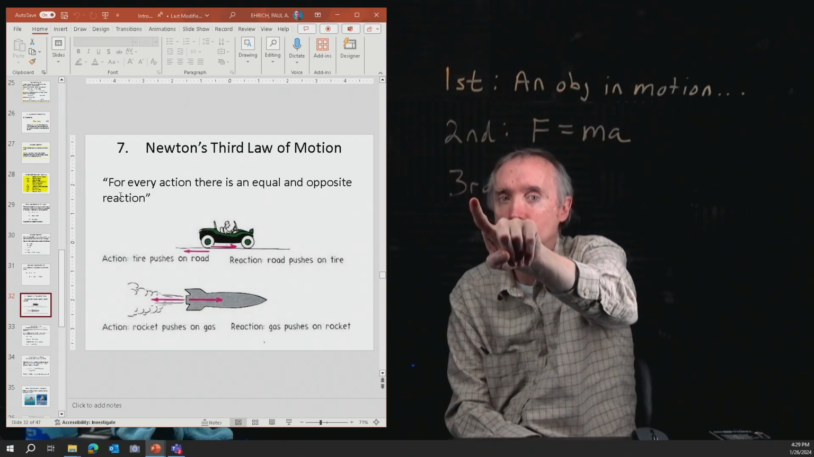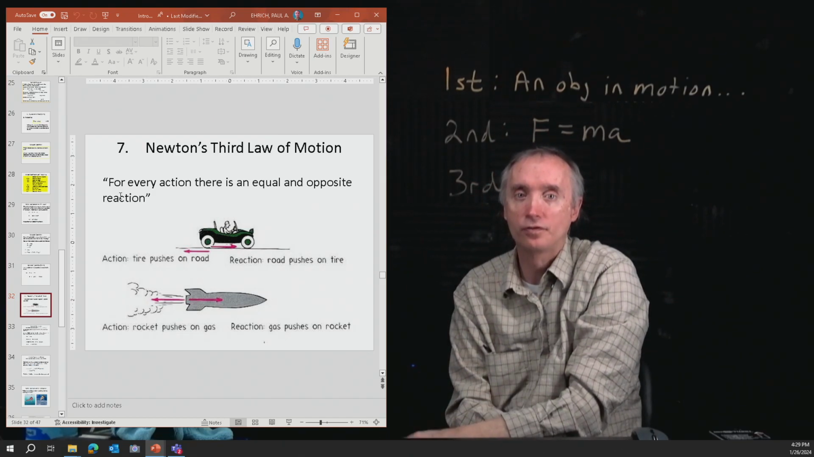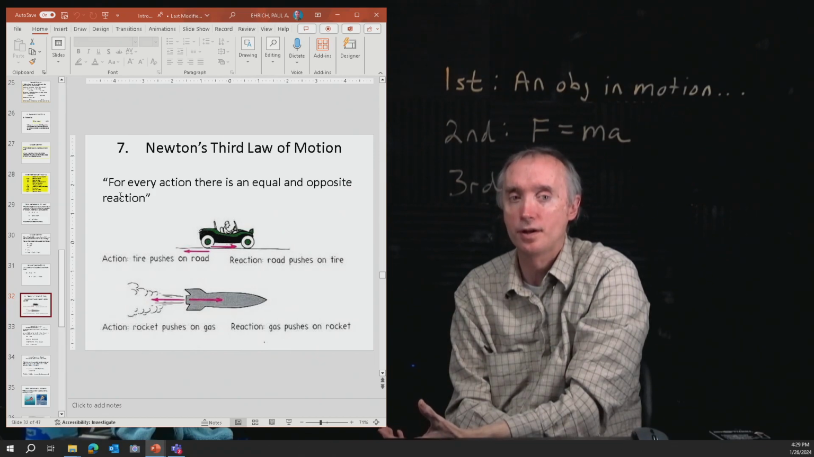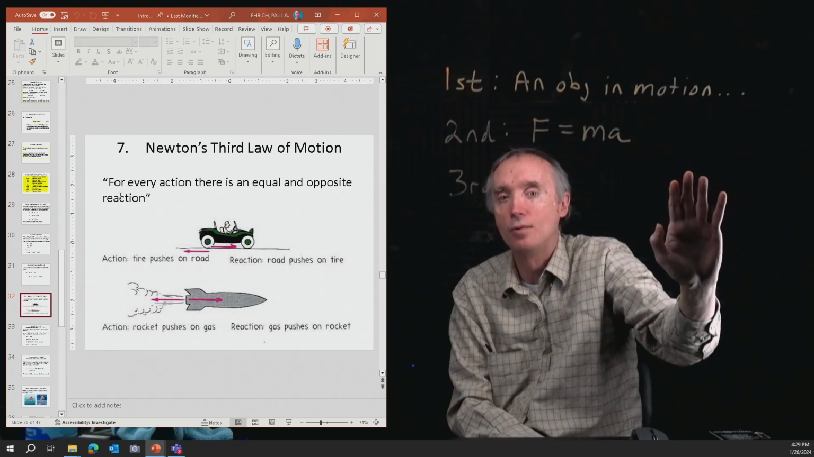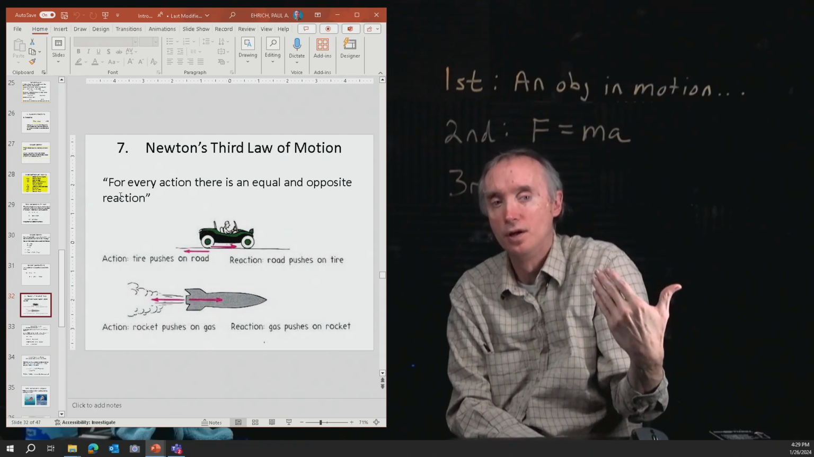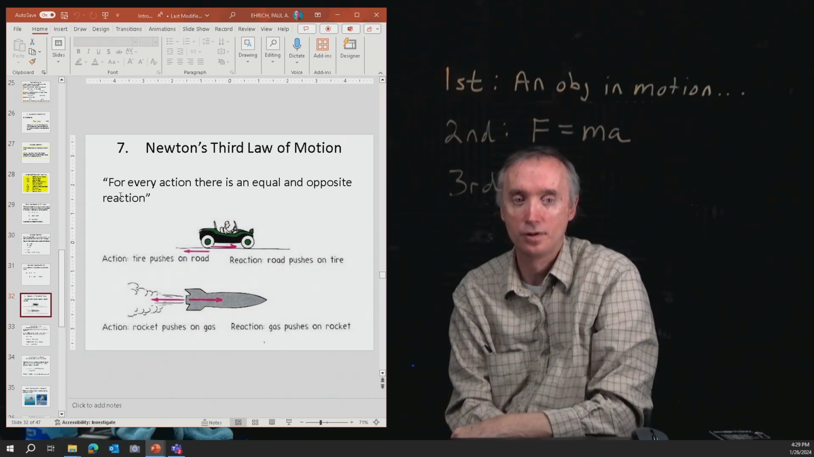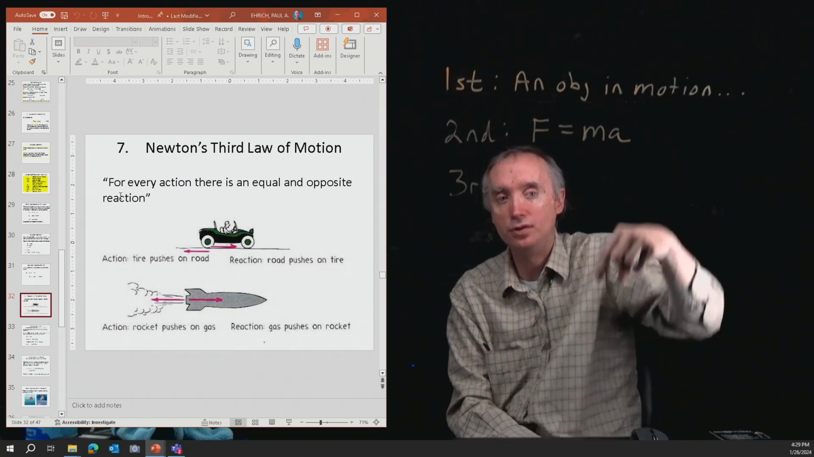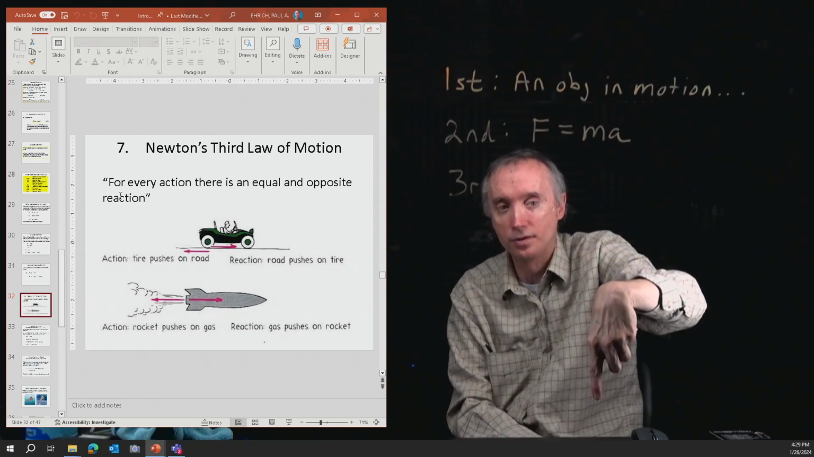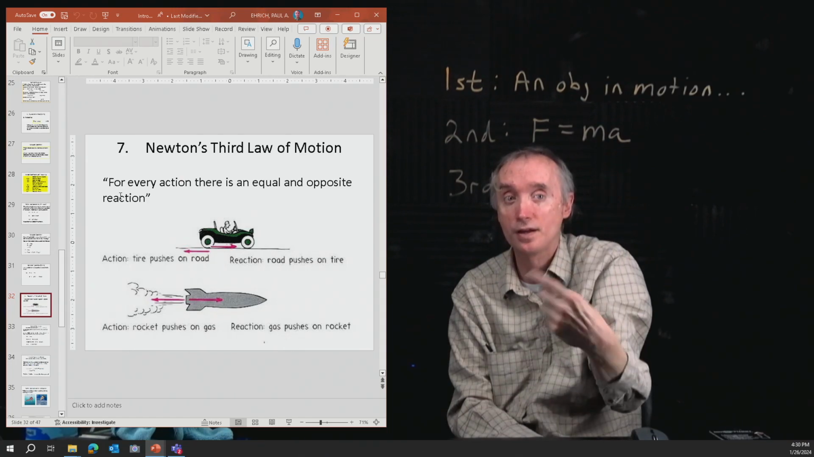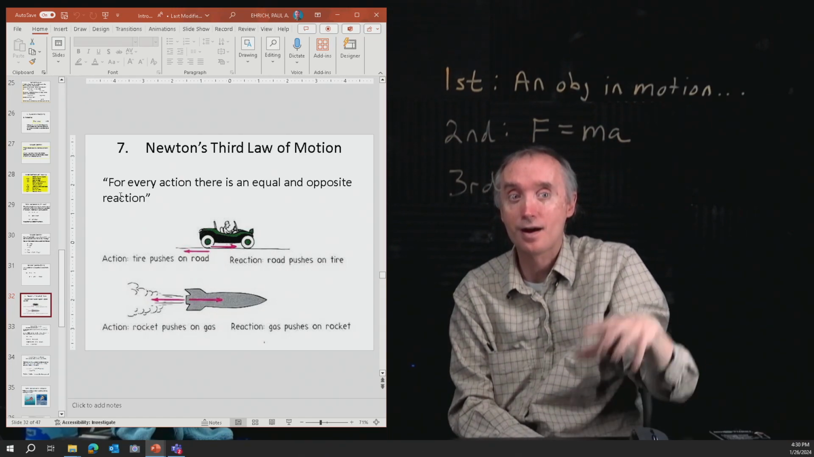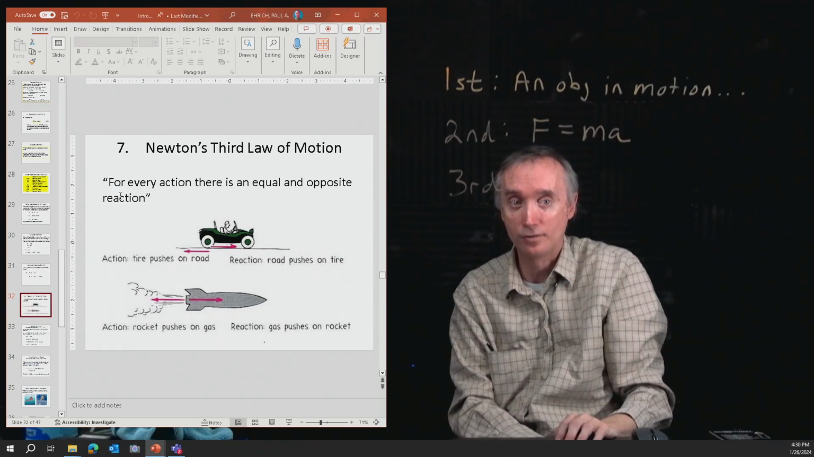Now you've got the third law of motion. For every action, there's an equal and opposite reaction. That means that if you push against a wall, then that wall will push back against you with an equal and opposite force. When you're standing, you are exerting a force on the ground, and then the ground is exerting an equal and opposite force up on you. And so that's why you are standing and not sinking into the ground.